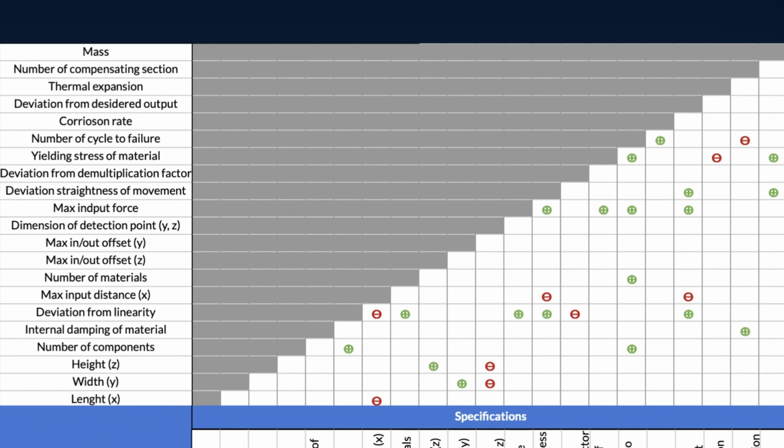Another important aspect of the QFD is the roof of the house, which represents the positive or negative relationship between the specifications, and therefore potential trade-offs that need to be made during the following step. For example, when incrementing the max input distance, which is a positive change, the deformation becomes less linear, where more linearity is a desired outcome.